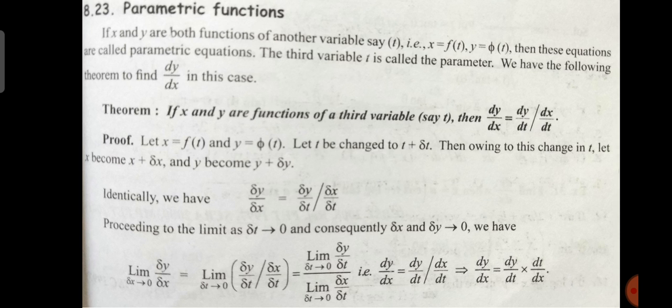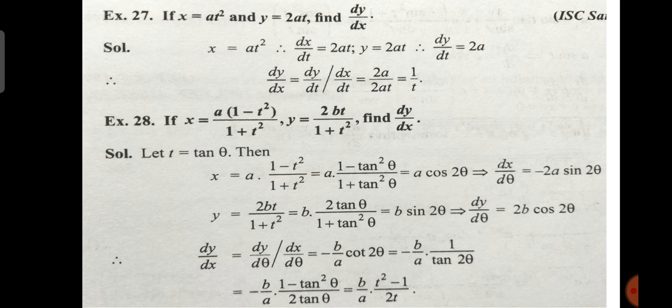dy by dx is equal to dy by dt divided by dx by dt. As a small proof has been given, you do not have to do that proof, but you have to study the derivative. dy by dx is dy by dt by dx by dt, or dy by dt into dt by dx. Okay, an example will make it clear.